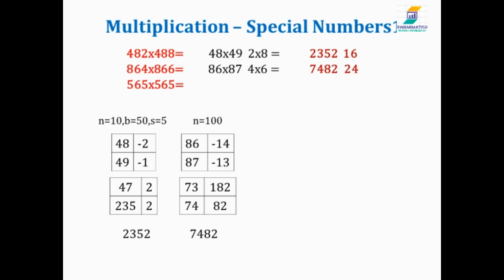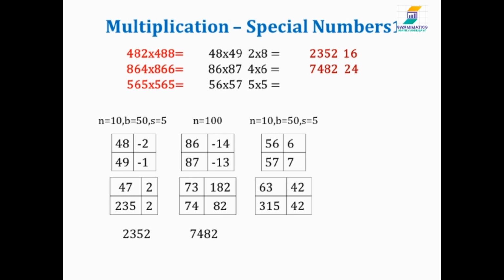565 into 565. So it is nothing but 565 square. So what is it we need to do? 56 into 57, 5 into 5. Again for 56 and 57, base is 10 and B is 50. The ratio is 5. Right? 56 is 6 more than 50. 57 is 7 more than 50. So what do you have? 63. 6 into 7 is 42. Since S is equal to 5, multiply 63 by 5, which becomes 315.